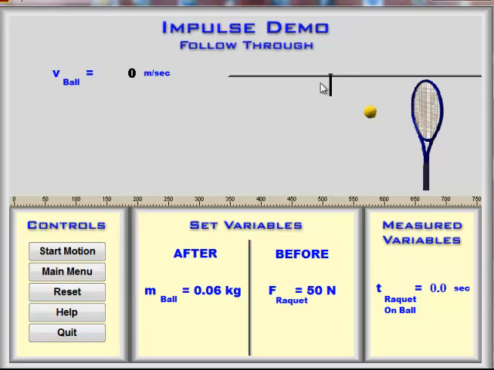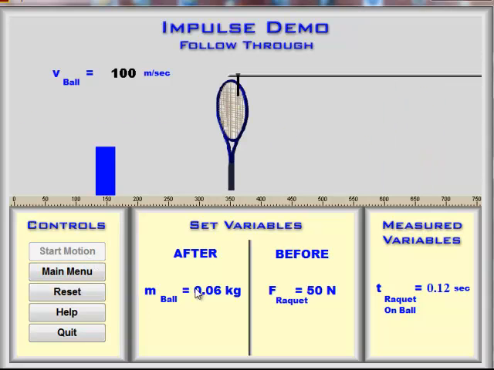We'll reset this, and now we'll change. You probably want to do this a little bit at a time. We'll do the maximum. Start the motion. You can see now the time is like 3 times as much, and the velocity is 3 times as much. So if students want to increase the power on their tennis strokes, you definitely want to use follow-through.